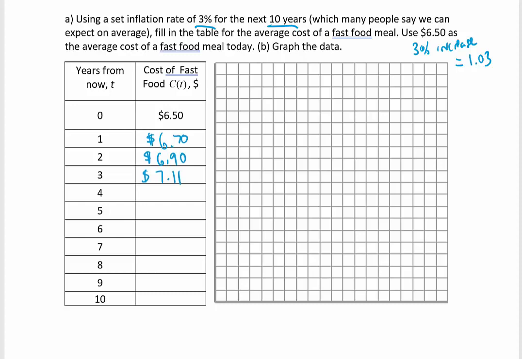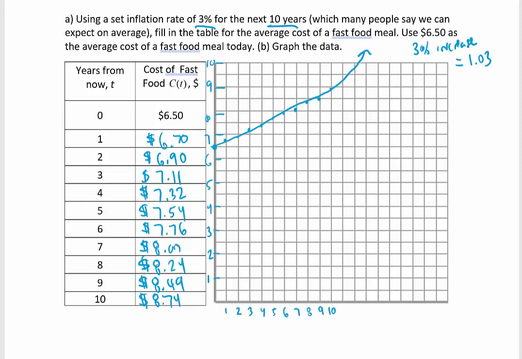Okay? So we want to graph these values. So let's fill in this table here. Okay. So I went ahead and calculated all the values in the table, just kept repeatedly multiplying by 1.03. So I went ahead and made a graph. Now we want to make sure we're consistent. The years or time is going to go on the bottom of our graph. That's our independent variable. The cost of this fast food meal depends on the years from now based on this 3% inflation rate.